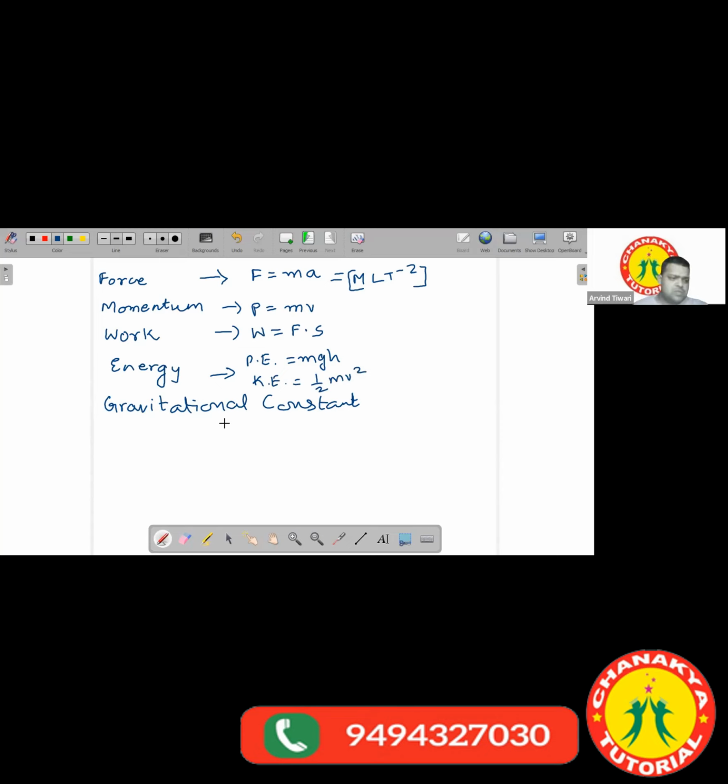Okay, so who has got the dimensions of momentum? It is MLT minus 1. Then the dimensional formula of work would be ML2 T minus 2.